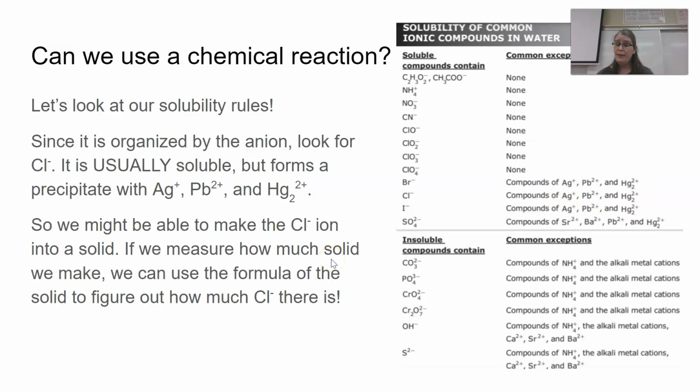So maybe I could make this chloride ion into a solid. Then I could separate the solid from the solution that's left over. And if I can measure the solid, like get the mass of it, maybe I could use that formula of whatever I made to figure out how much chloride ion did I have to have in order to make that much solid.